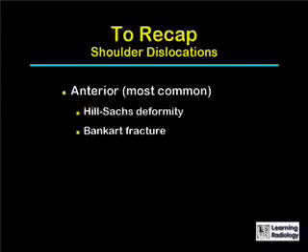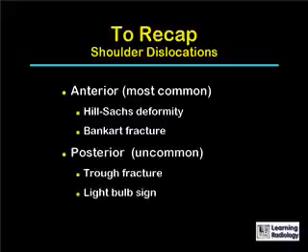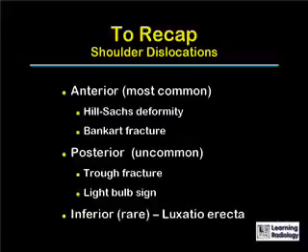So to recap, anterior dislocations of the shoulder are the most common by far. The key terms to remember are Hill-Sachs deformity and Bankart fracture. For a posterior dislocation, which is relatively uncommon, the key terms are trough fracture and the light bulb sign. And for the rare inferior dislocation, or luxatio erecta, the arm is held in a fixed position at about 45 degrees upward.